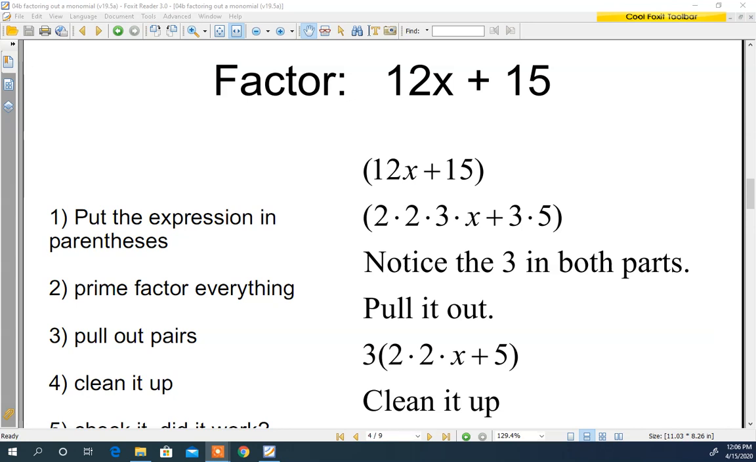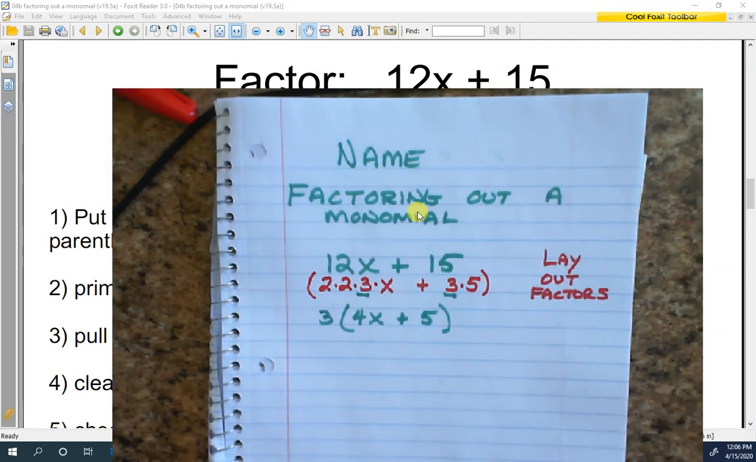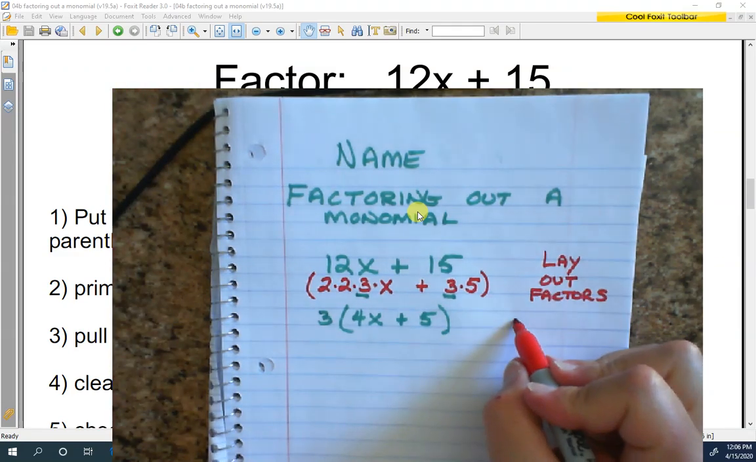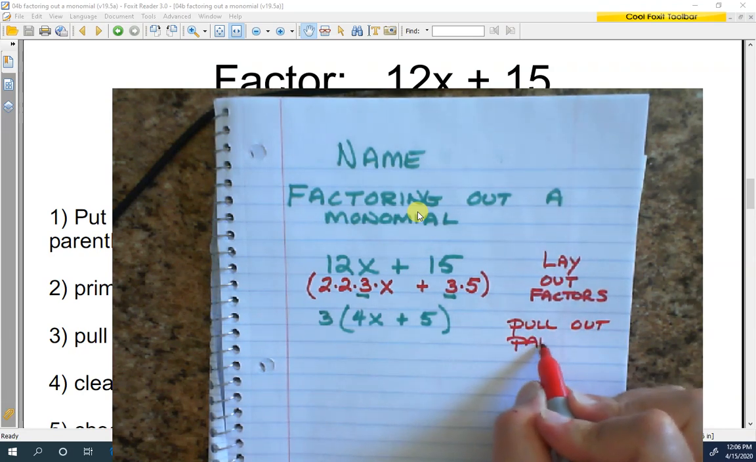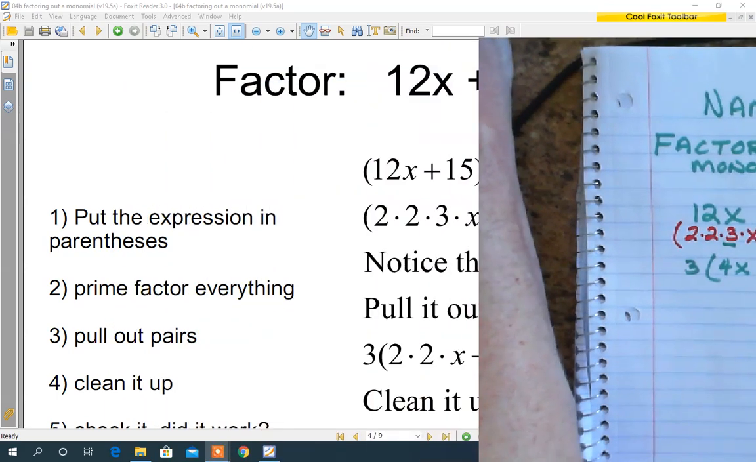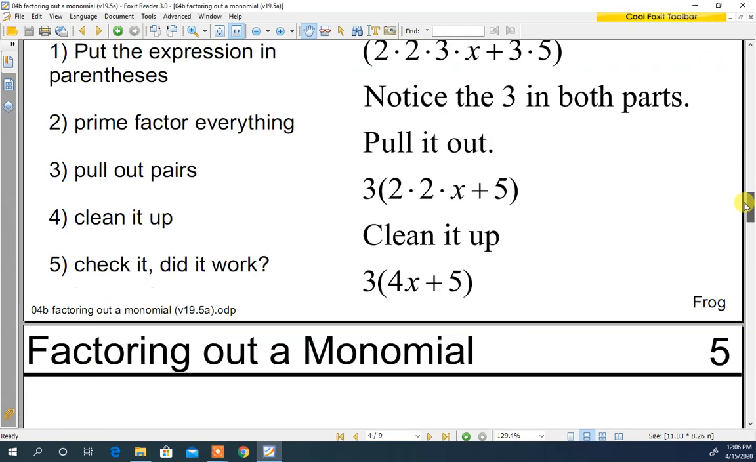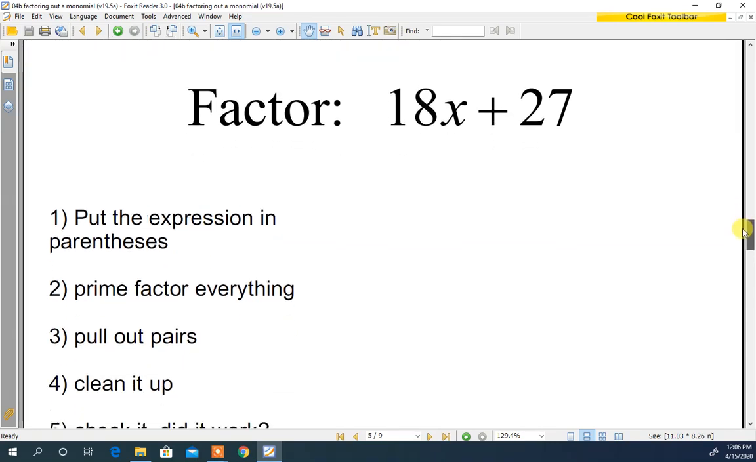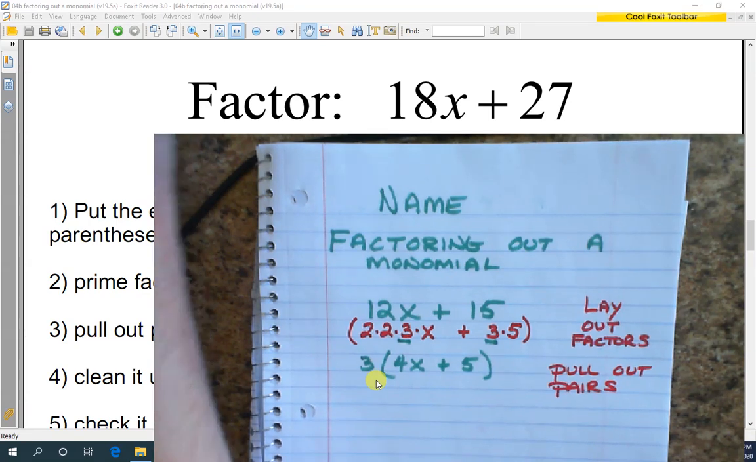So I lay out my factors. Let's go back to our notes first. Lay out my factors and then pull out the pairs. So lay out the factors and pull out the pairs. So let's do this one, also in our notes.